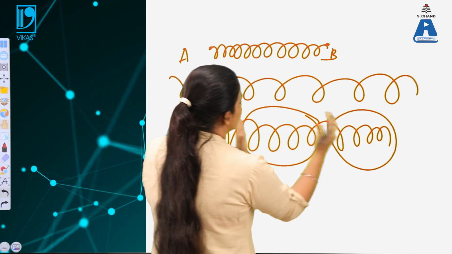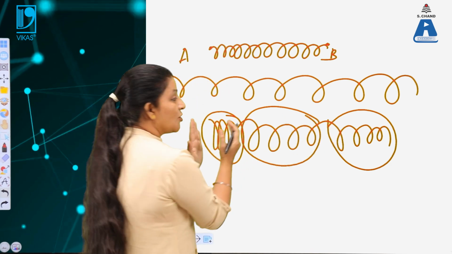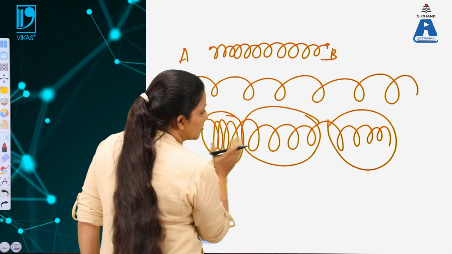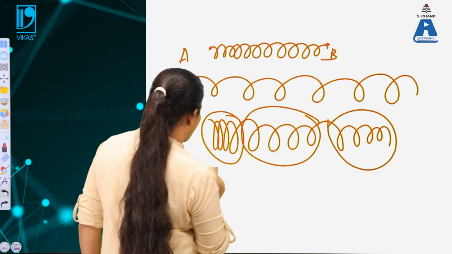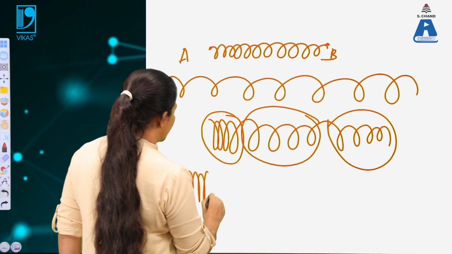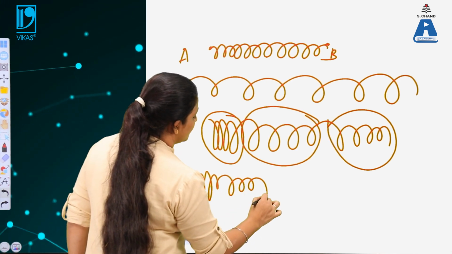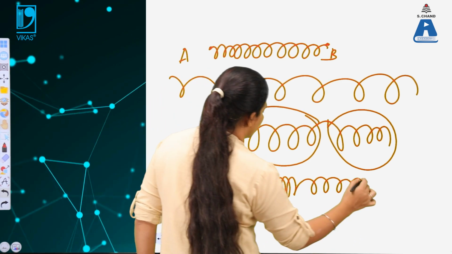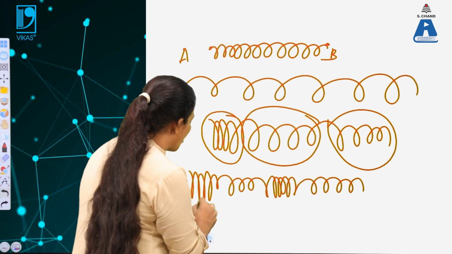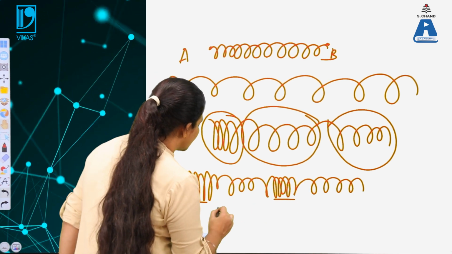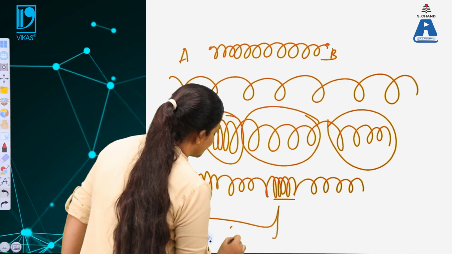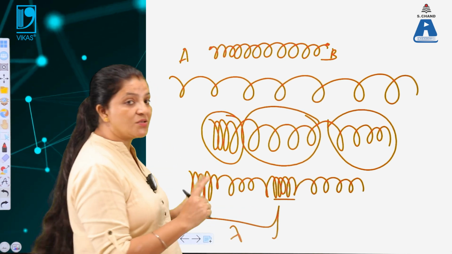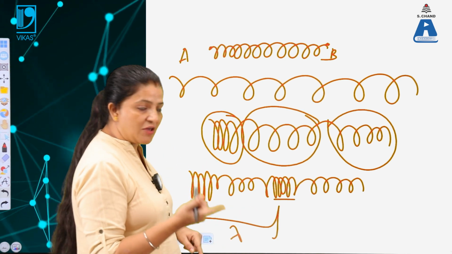Now, the distance between these two consecutive compressions is known as the wavelength. Again there is a rarefaction, so the spring gets compressed, again there is a rarefaction, again the spring gets compressed, again there is a rarefaction. So the distance between these two consecutive compressions is known as the wavelength, while in a transverse wave, the distance between two consecutive peaks is known as the wavelength.